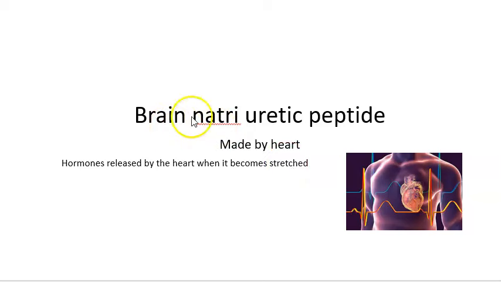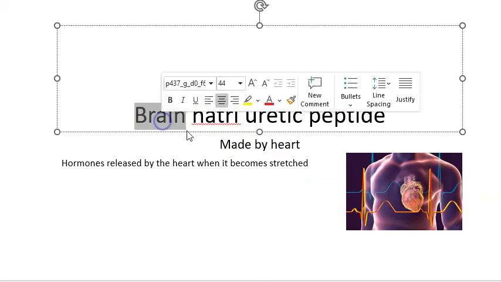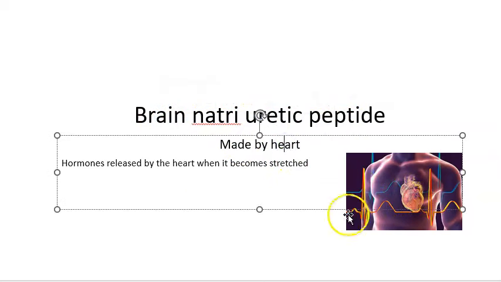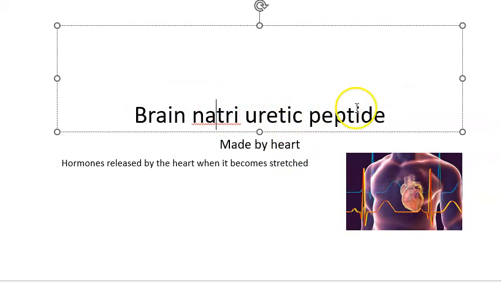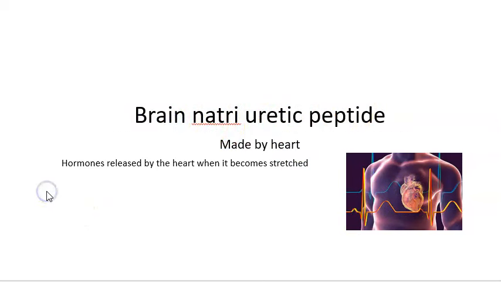Guys, have you heard of this brain natriuretic peptide? Actually, this is not made by the brain, it's made by the heart. So that you should know. It is BNP, brain natriuretic peptide. Okay, so why is it called brain? Because it was first found in a pig's brain, something they identified there.